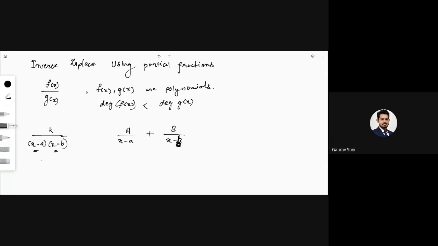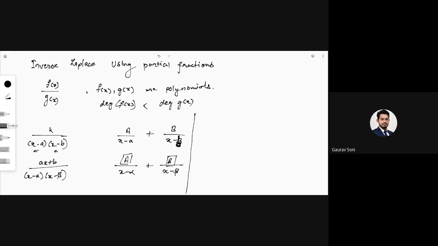Similarly, if I have ax plus b upon x minus alpha, x minus beta, then again this term I can write as a upon x minus alpha plus b upon x minus beta. So partial fraction tells me that this kind of expression can be separated in this manner, and later I will find out the values of a, b by some other method.